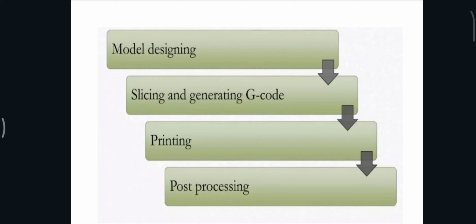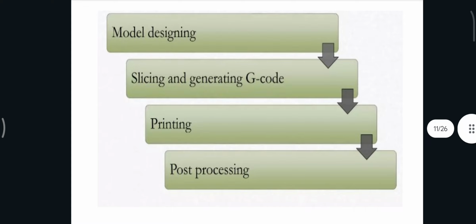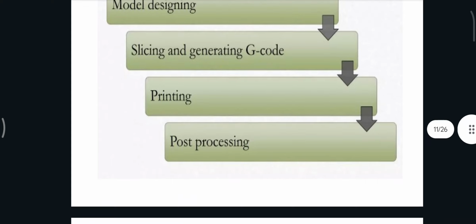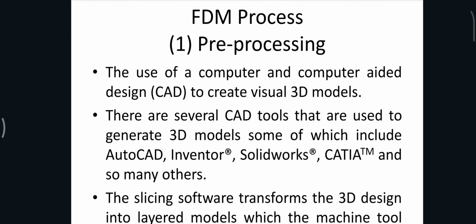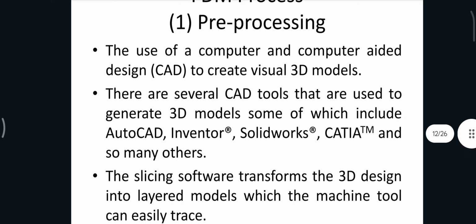Model designing, slicing and generating G code, printing and post processing if required. FDM process. First, pre-processing. The use of computer and computer aided design (CAD) to create a visual 3D model. There are several CAD tools that are used to generate a 3D model, which include AutoCAD, Inventor, SolidWorks, CATIA, and so many others.